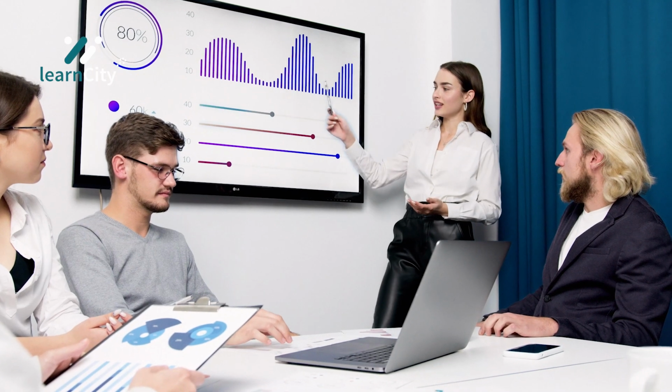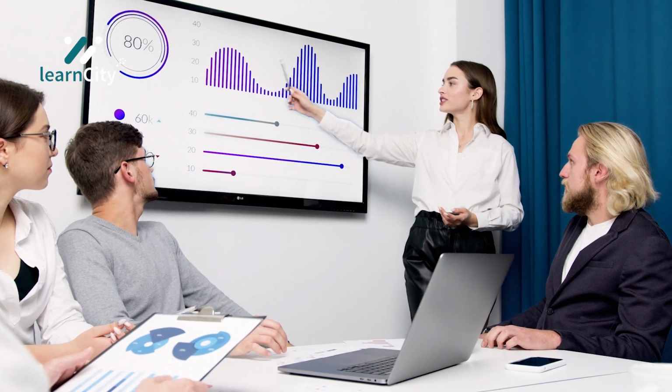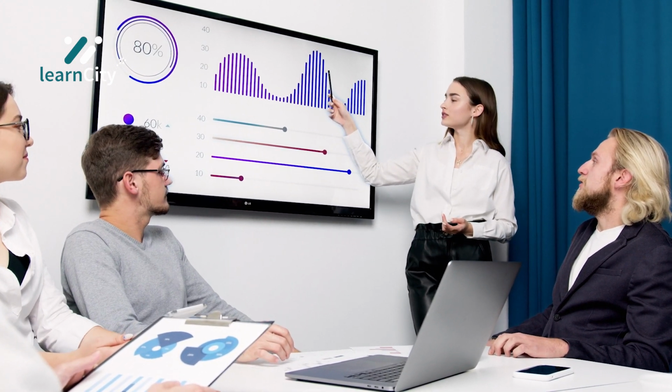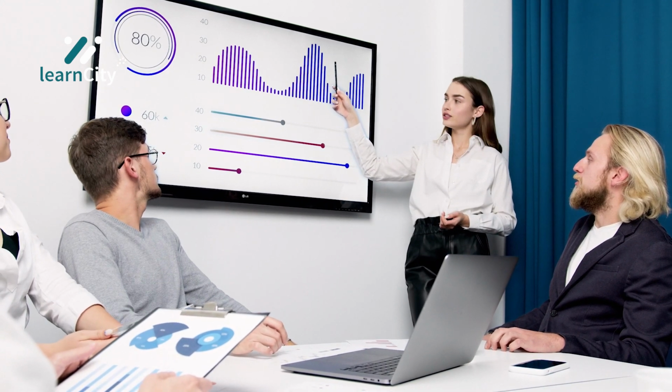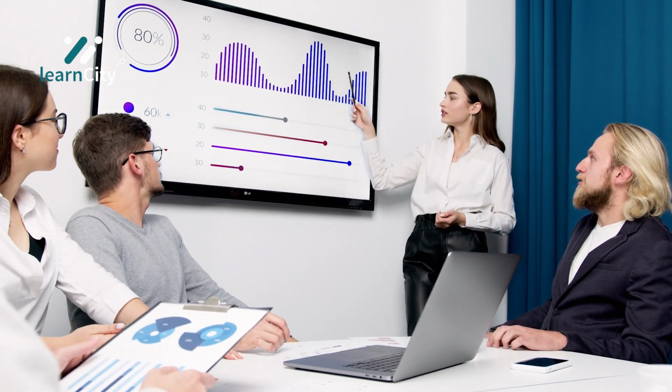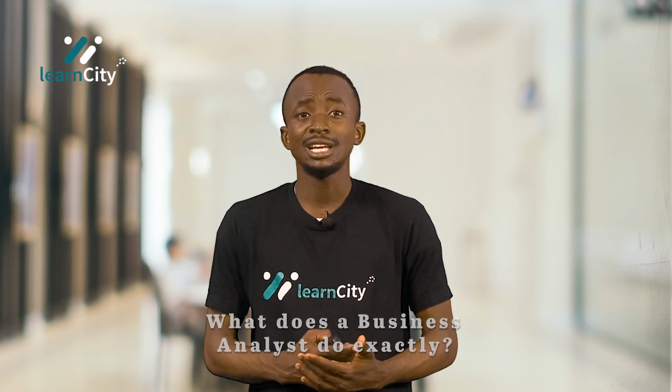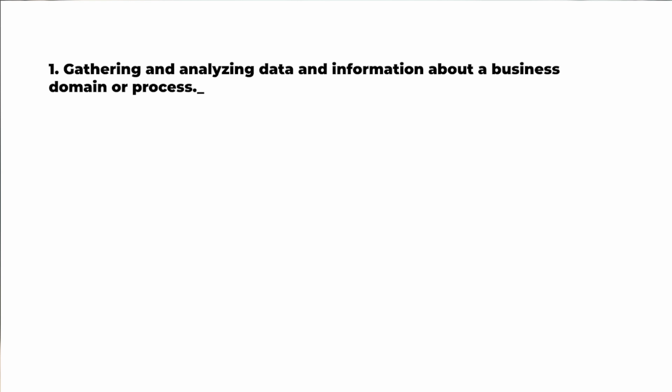Business analysts usually work closely with other professionals such as project managers, developers, and stakeholders to ensure that the project's goals and objectives are met. So, what does a business analyst do exactly? Well, their main responsibilities include: number one, gathering and analyzing data and information about a business domain or process.